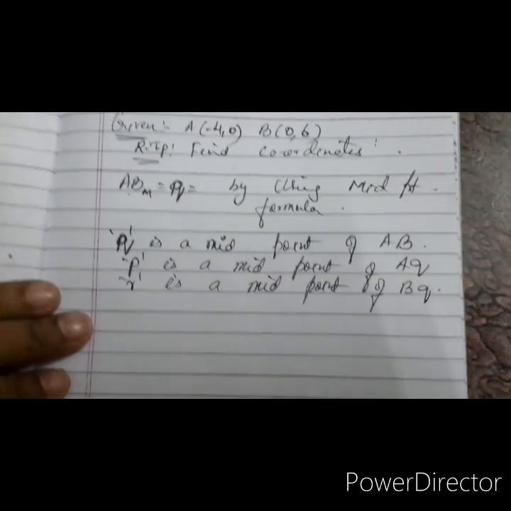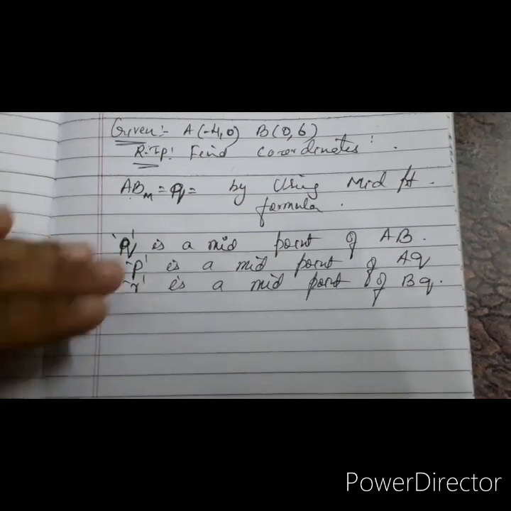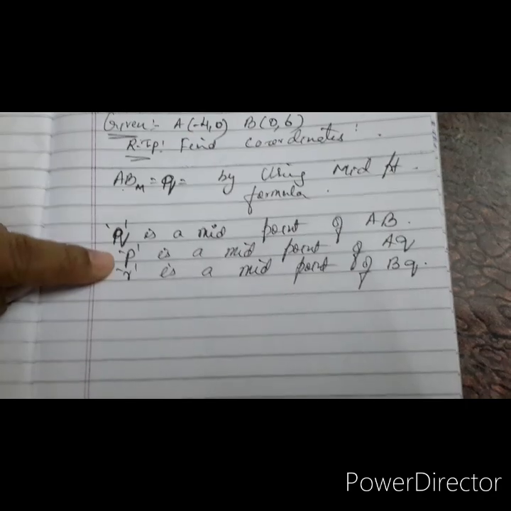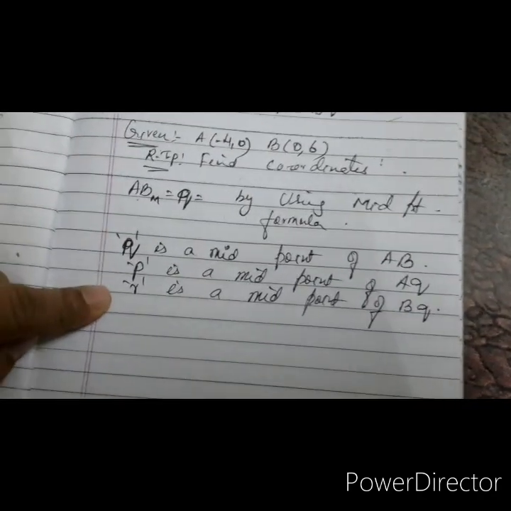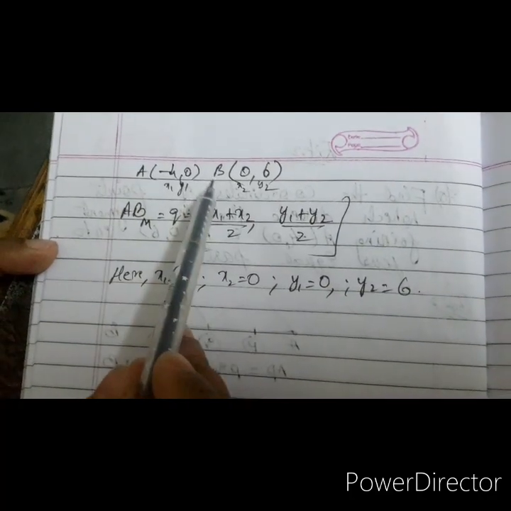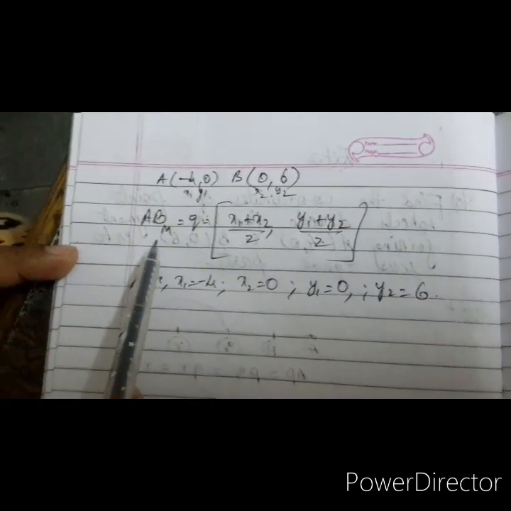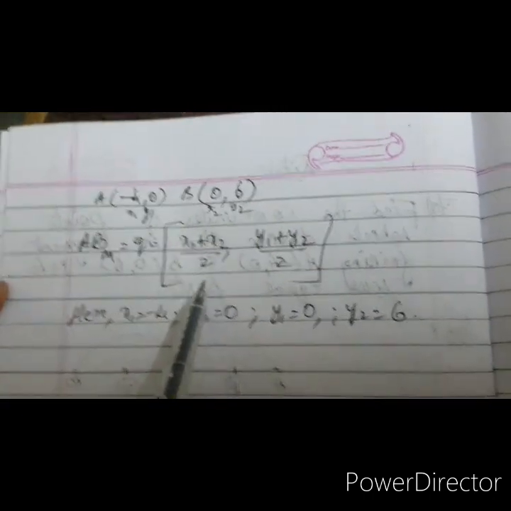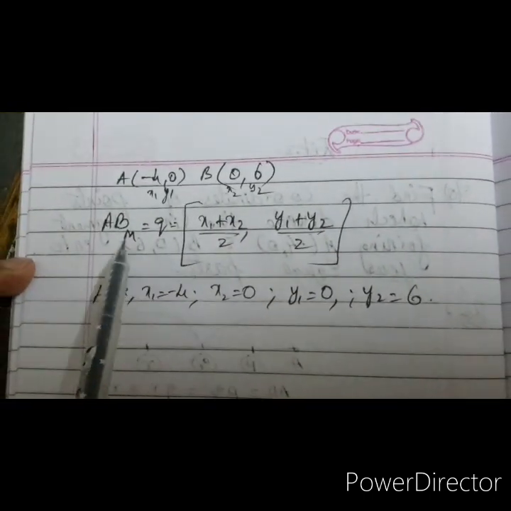Finally, understood this one? Shall we start the problem? We will start solving this problem. First Q, then P, then R. So students, we will find first the midpoint of AB. Q is the midpoint of AB, with (-4, 0) and (0, 6) from the question. This is your formula of midpoint.